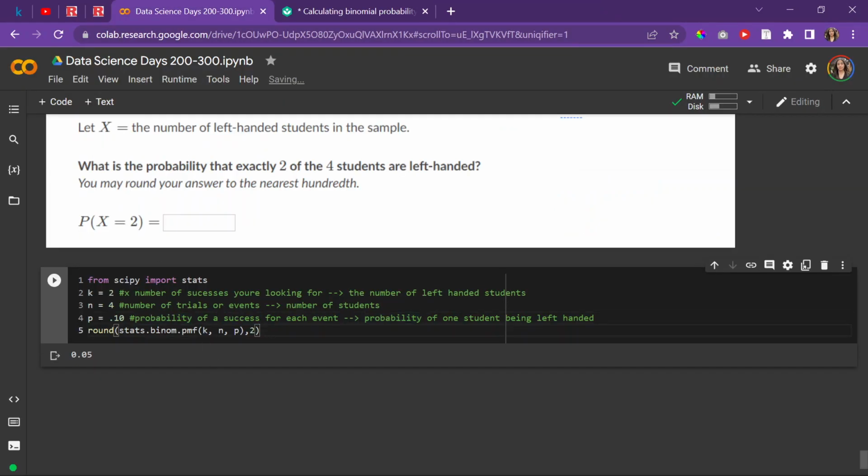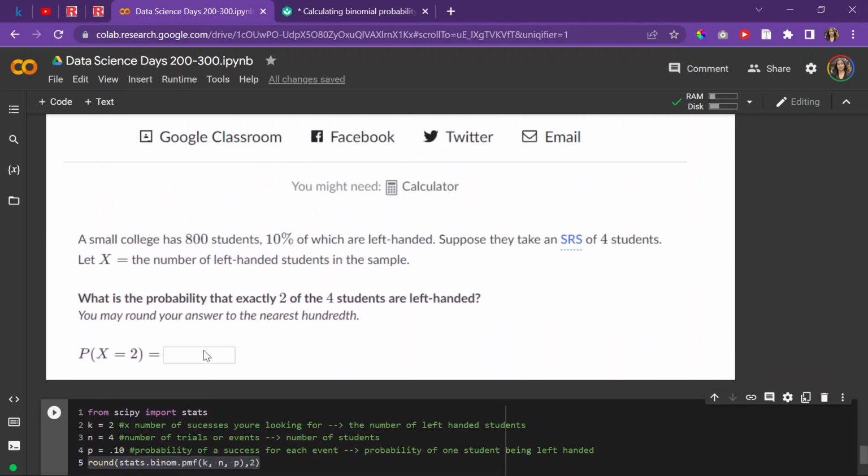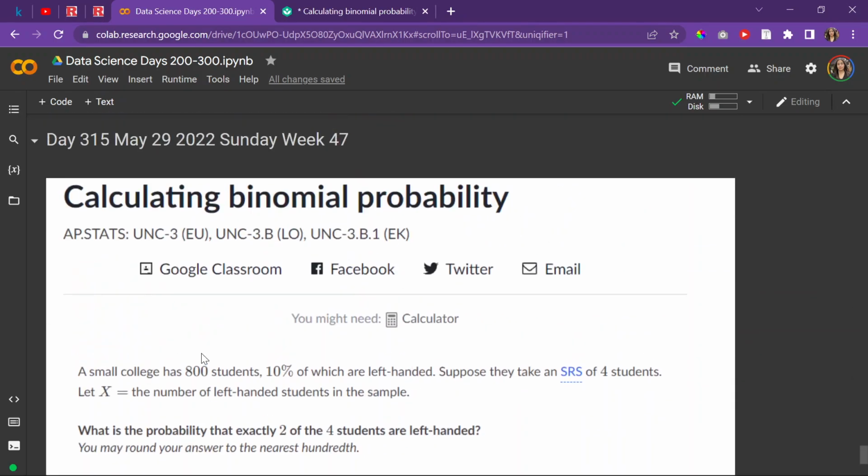Alright, and that's basically what we did. You round it to 2 decimal places and you get 0.05. And that's the probability that exactly 2 of the 4 students are left-handed.